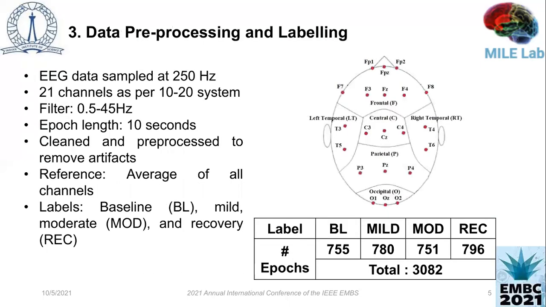Data preprocessing involves filtering EEG time series from 21 channels as shown here in the figure between 0.5 to 45 hertz, segmented into 10-second epochs, cleaned and preprocessed to remove artifact and referenced to the average of all channels. The labeling was done based on the experiment phase.